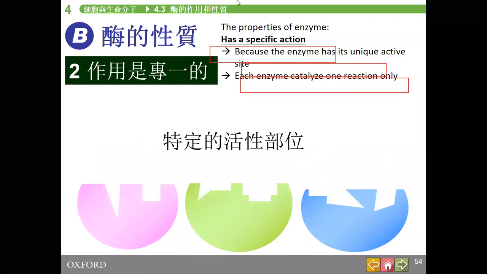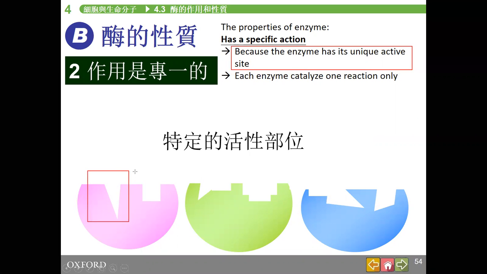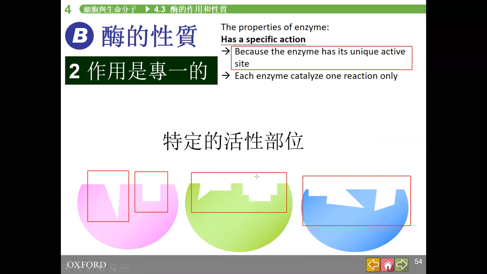Second point, enzyme has its unique active site. You see that the active site of each enzyme is not the same. For example, it has a triangle, square, and different specific shapes. Not every substrate can bind to it. So the action is specific. The active site is so specific.